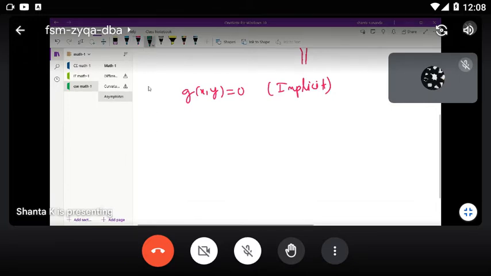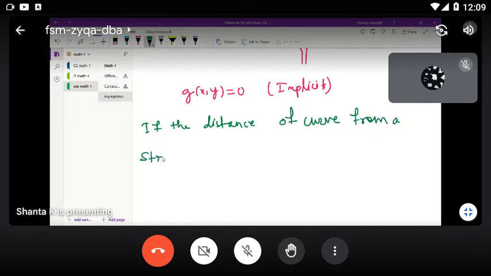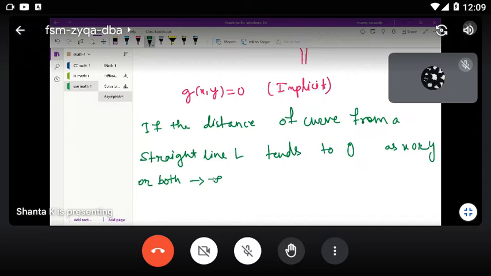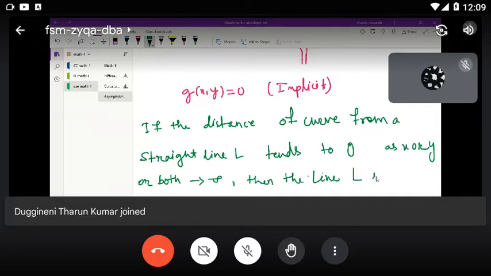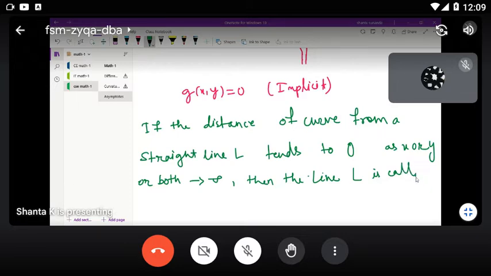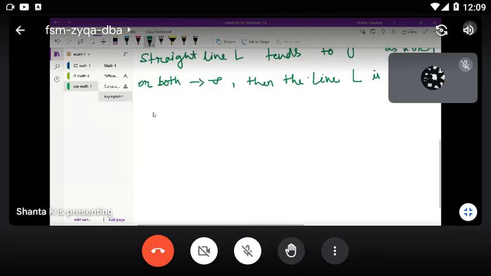So here you write down this one. If the distance of the curve from a straight line tends to 0 as x or y or both approach infinity, then the line L is called the asymptote of the curve. Simply, this asymptote and the curve meet at infinity. That's what we say.